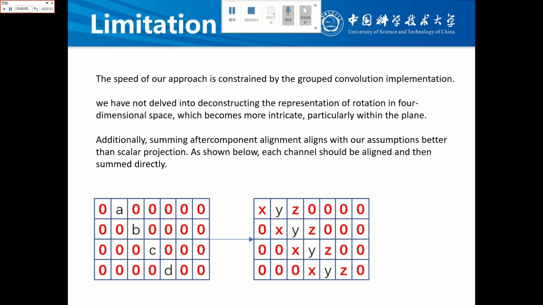We have not delved into deconstructing the representation of rotation in four-dimensional space, which becomes more intricate, particularly within the plane. Additionally, summing after component alignment aligns with our assumptions better than scalar projection. As shown below, each channel should be aligned and then summed directly.